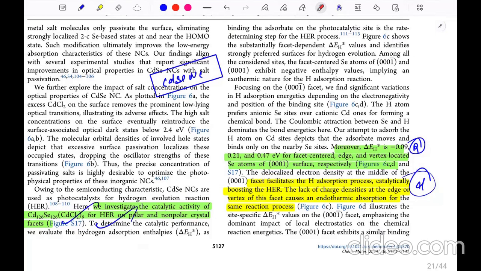The delocalized electron density at the middle of the facet, on the center selenium site, facilitates the hydrogen adsorption process, catalytically boosting the HER. The lack of charge density at the edge or vertex of this facet causes an endothermic adsorption for the same reaction process. So this is the result, and this is the discussion part of that.